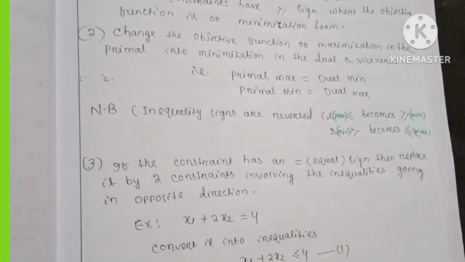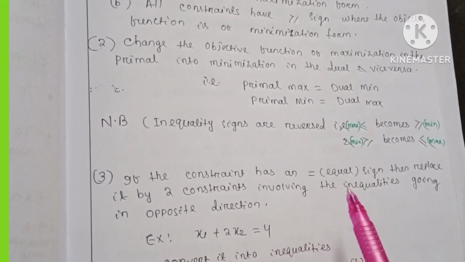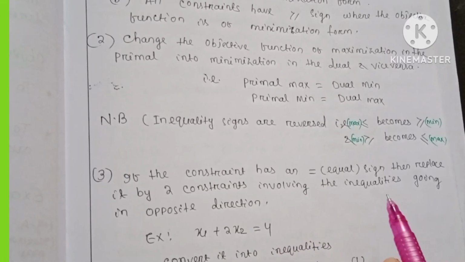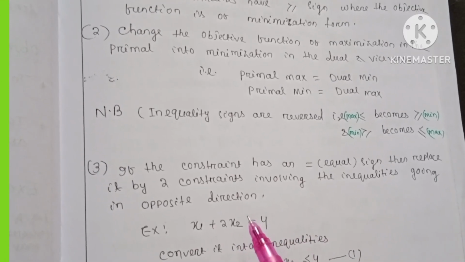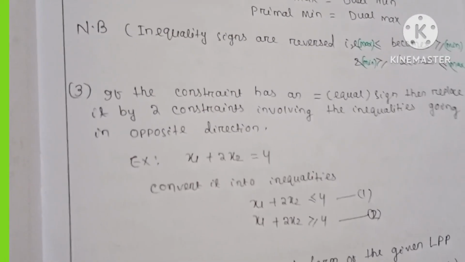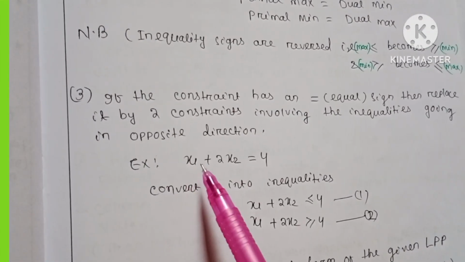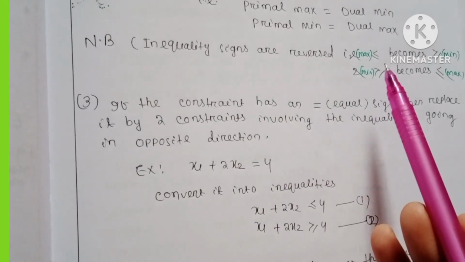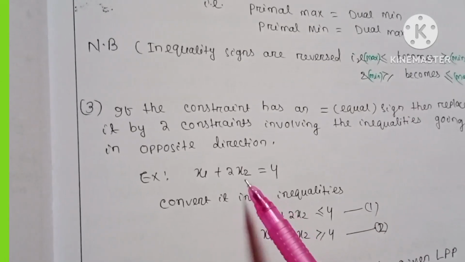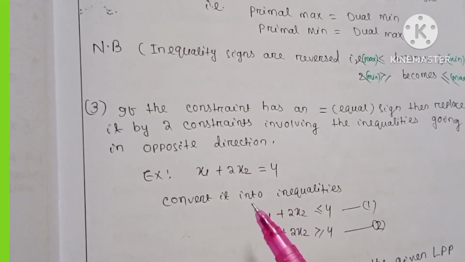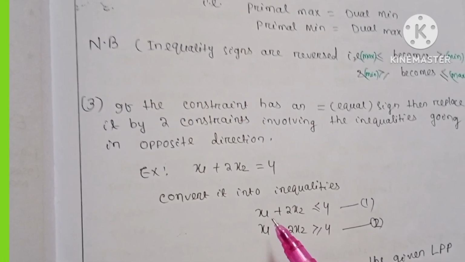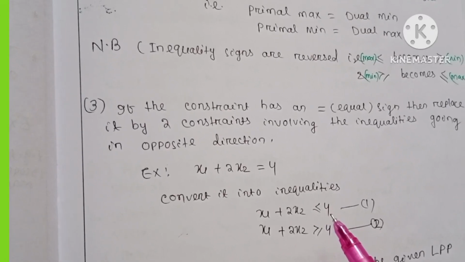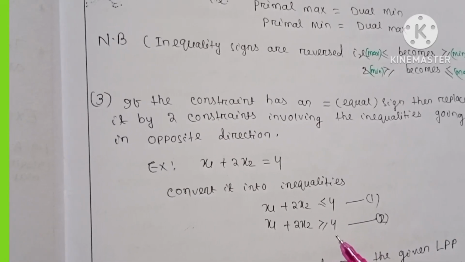Then the next step is, if a constraint has an equal sign, then replace it by two constraints involving inequalities going in opposite directions. For example, suppose the constraint is given as x1 plus 2x2 equal to 4, so there is no greater than or equal or less than or equal sign, it is in equality form, so we can convert it into inequalities. That is, it can be written as x1 plus 2x2 is less than or equal to 4 and greater than or equal to 4.